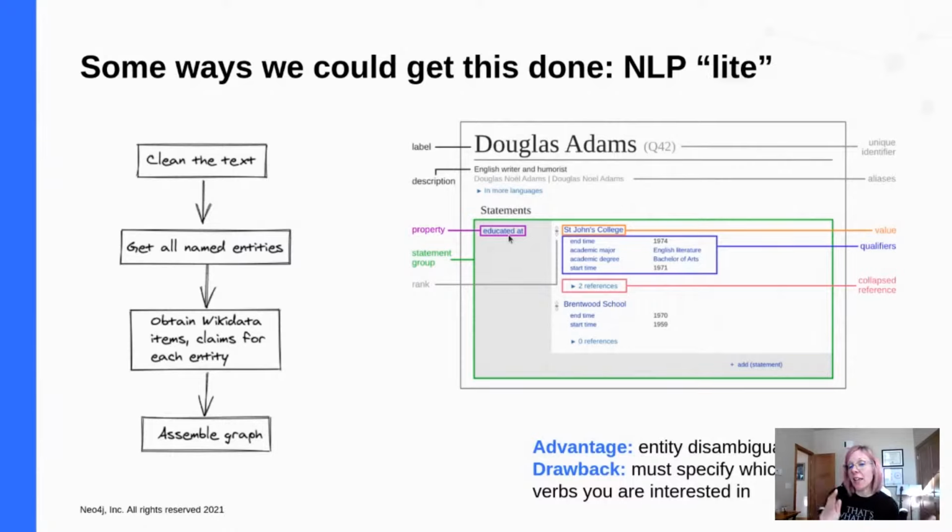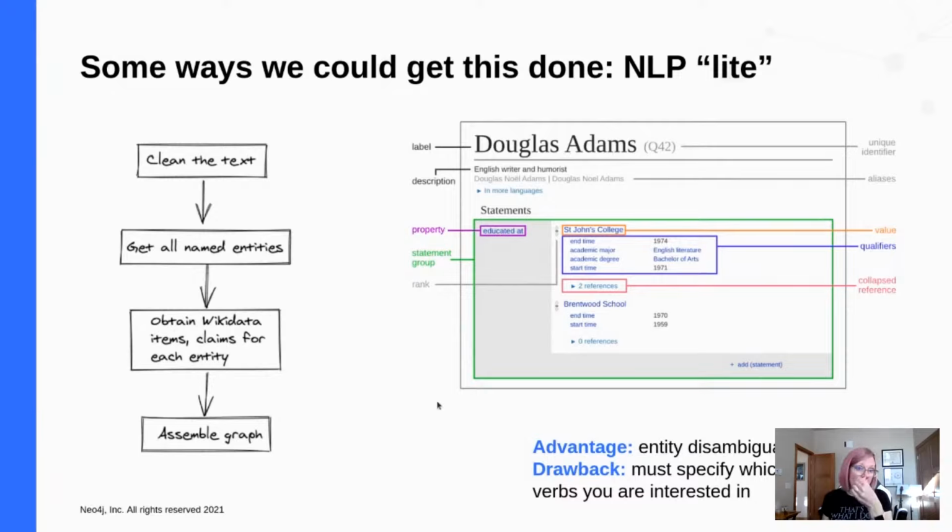So if I go and I get Q values and P values, then I have a really obvious graph going on here. So I could say Douglas Adams educated at St John's College. Well, that's pretty straightforward. So the advantage here is the entity disambiguation. You will not find multiple Douglas Adams references, or you'll find a few, but there's not that many. So entity disambiguation is much easier with this approach. And then the drawback is that you're going to have to specify which verbs you're interested in, because there's a whole bunch of these P values that are associated with Q values. So that's the thing that is not so great here.